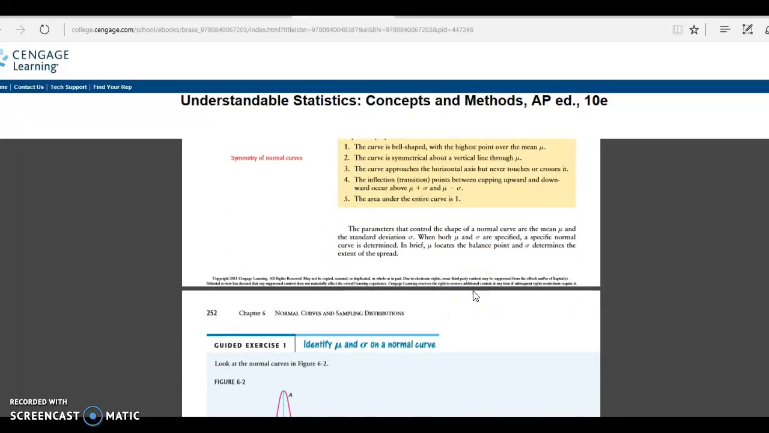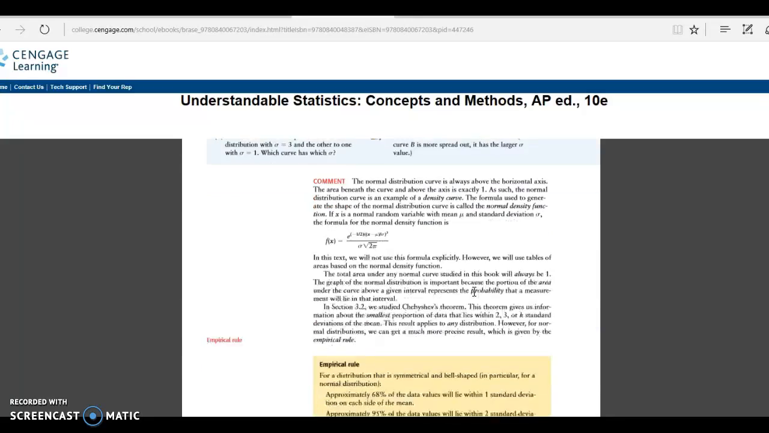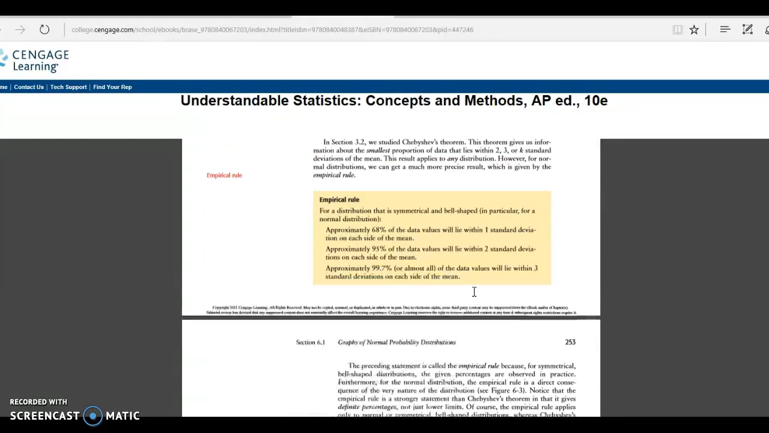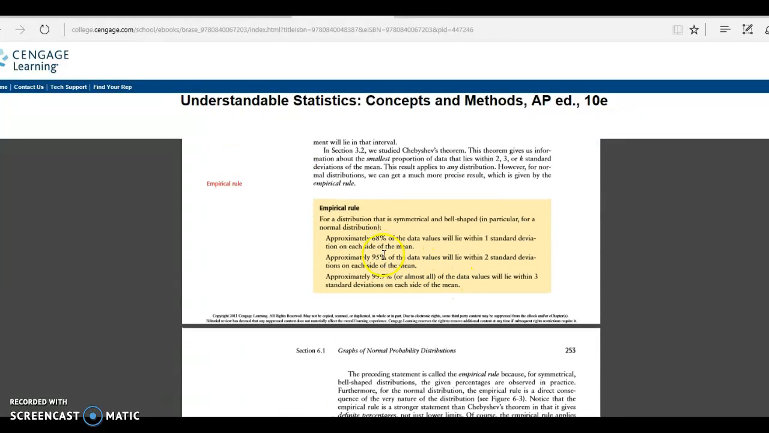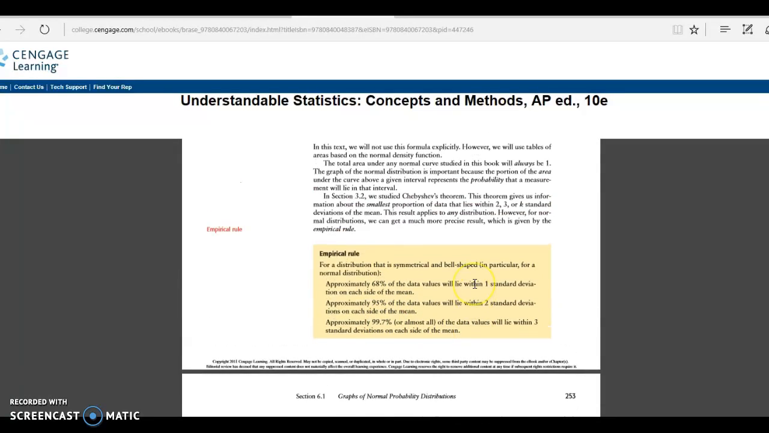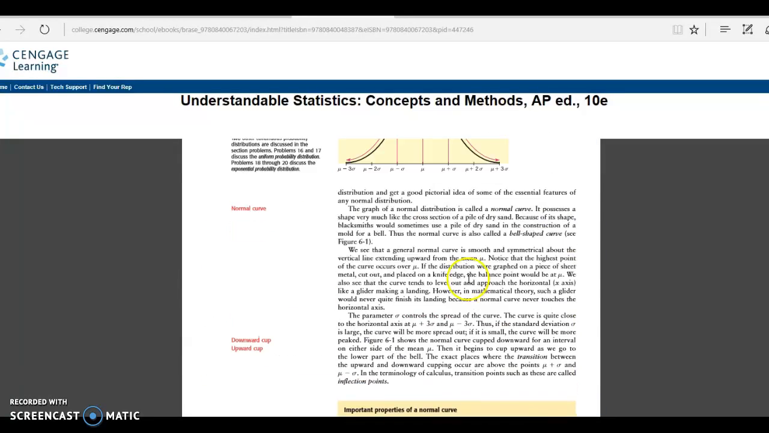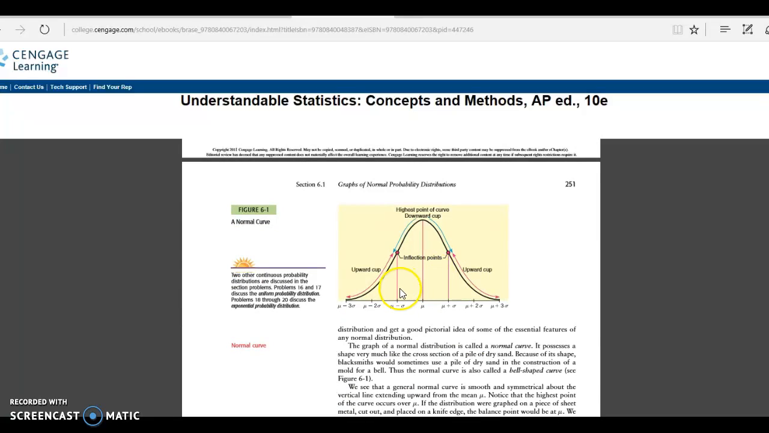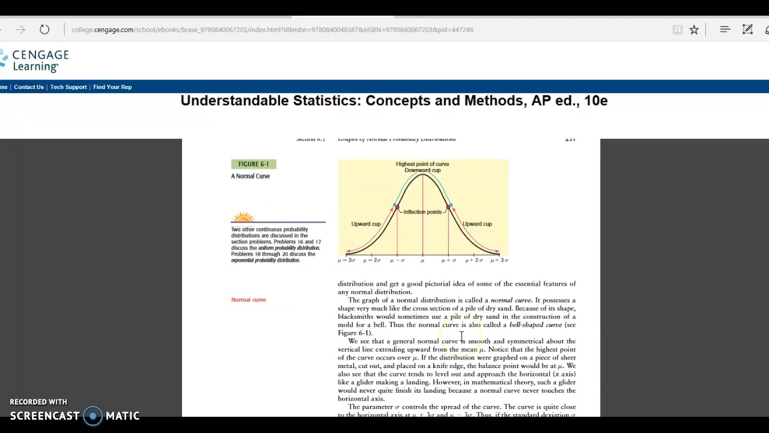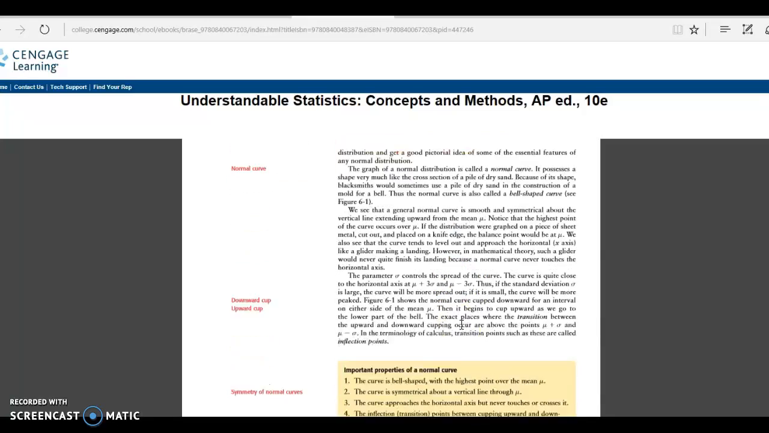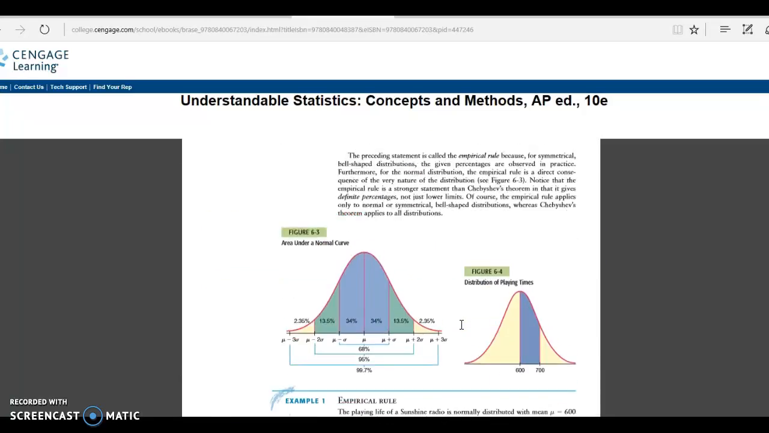But the one you really should remember is for the normal distribution, and that's the empirical rule, the 68, 95, 99.7 rule. So if you have a symmetric distribution, 68% of your data lies within one standard deviation, 95% within two standard deviations, and 99.7% within three standard deviations.